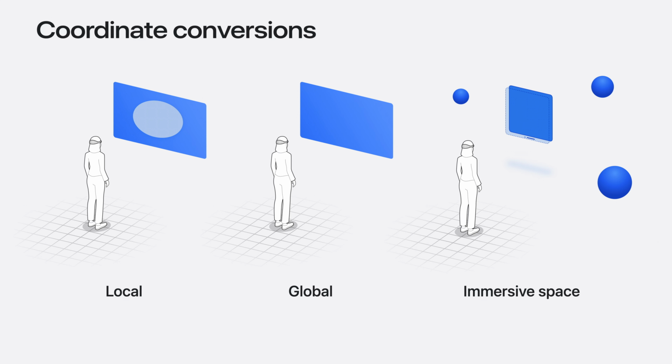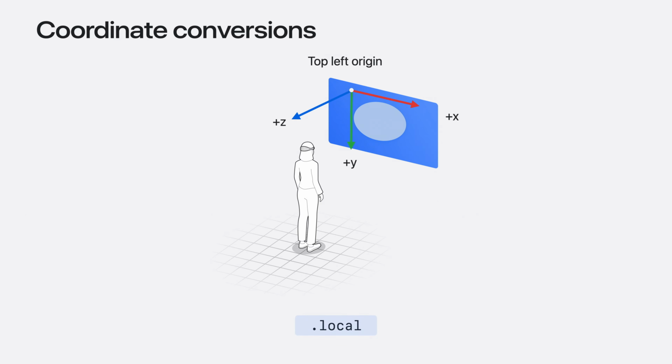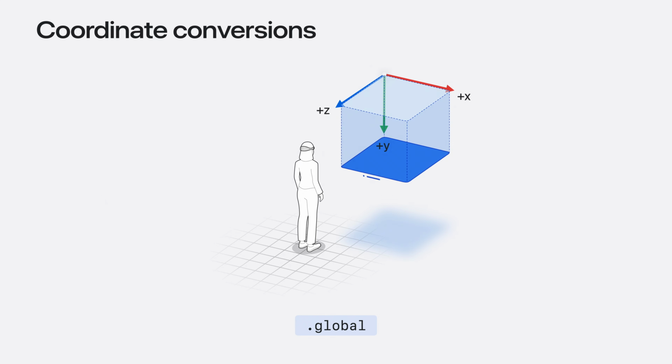The new immersive coordinate space fits in alongside SwiftUI's existing local and global coordinate spaces. Local refers to the current view's coordinate space, with the origin at the top left of the view. Global refers to the window's coordinate space, with the origin at the top left of the window. For volumes, the origin is at the top, left, back.